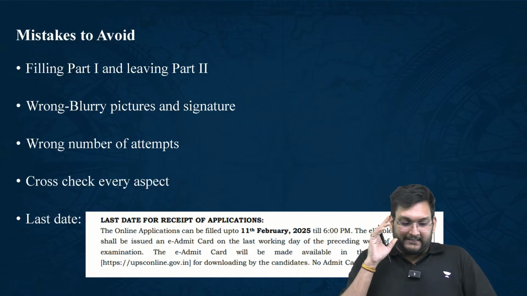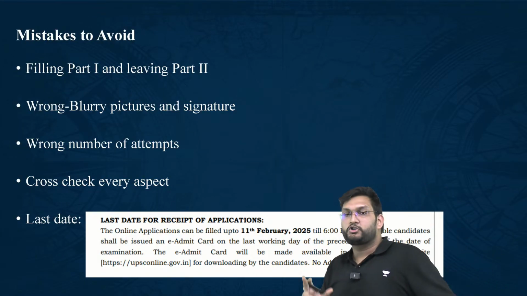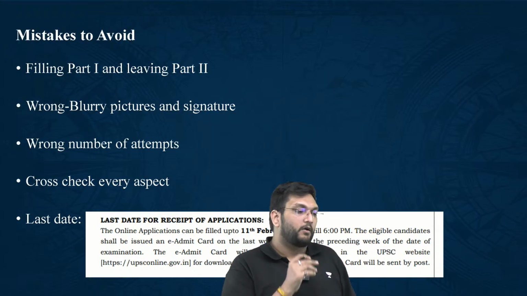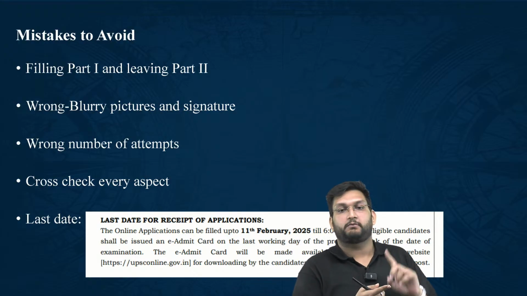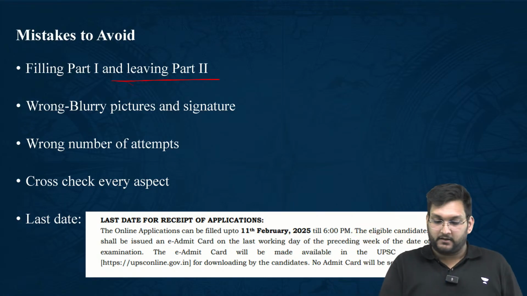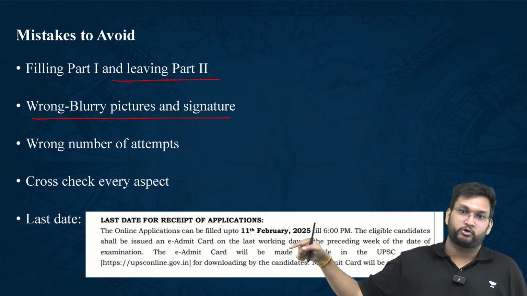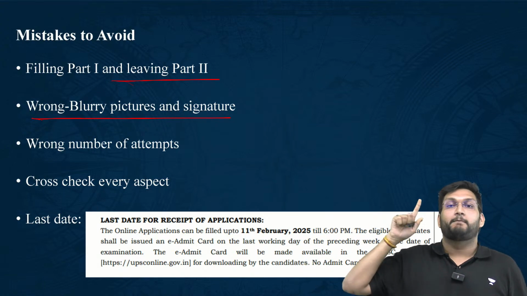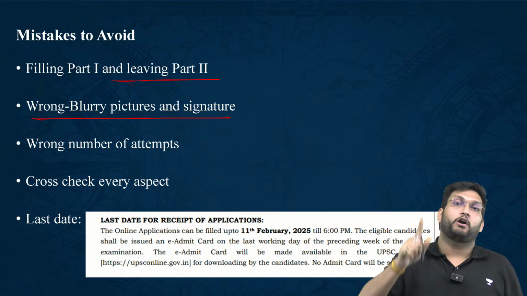Now, there are multiple mistakes which you can make in this process. What are those? Filling up part 1, then not filling up part 2. That should not happen. Second, signature and pictures. I'm going to show you what the rule is with regards to that. But signature and picture should not be blurry.